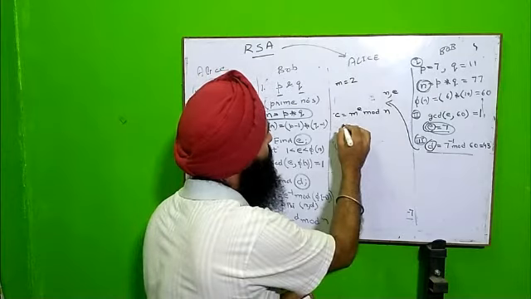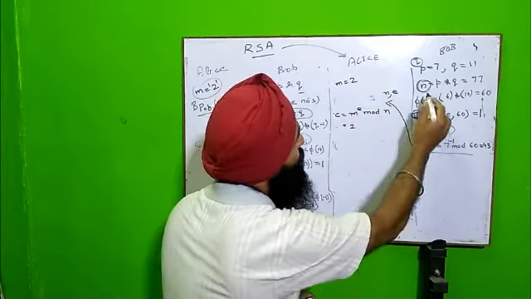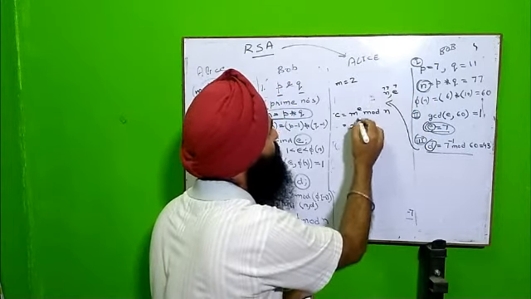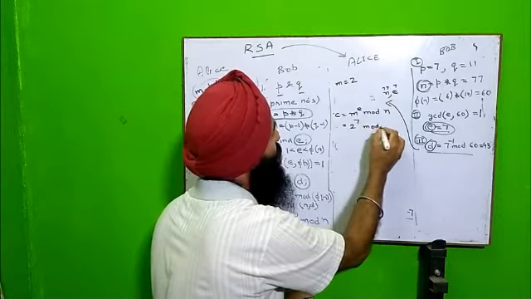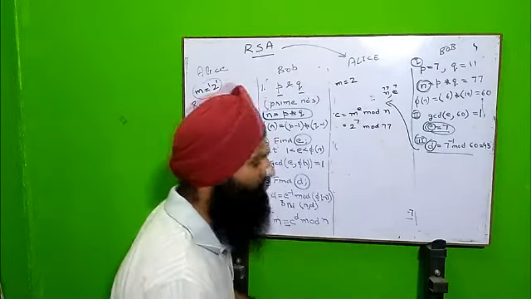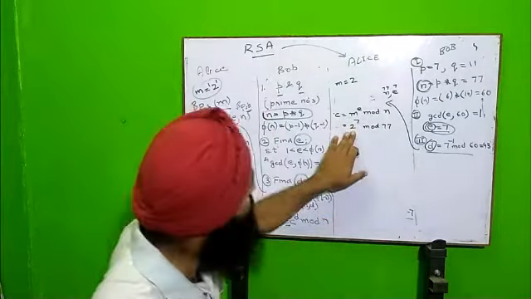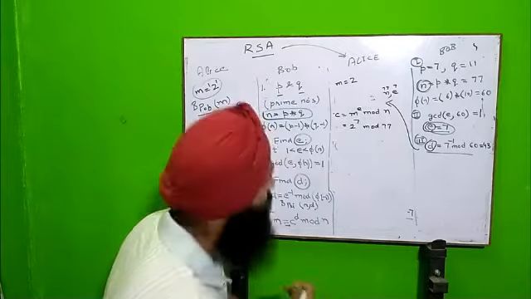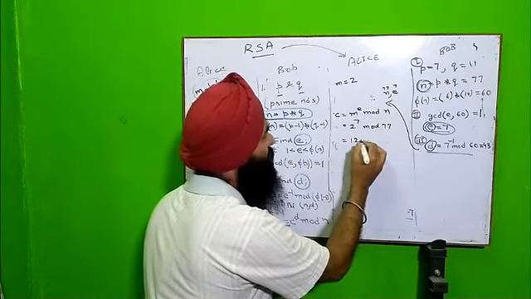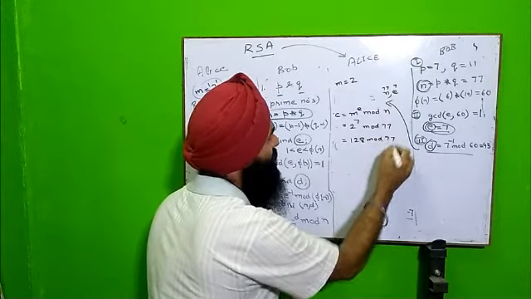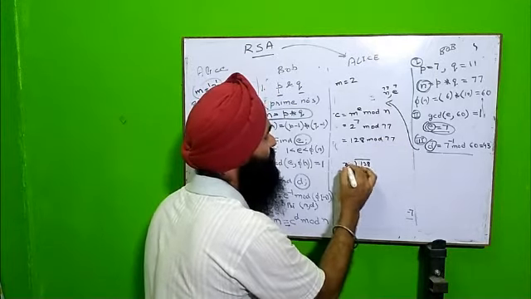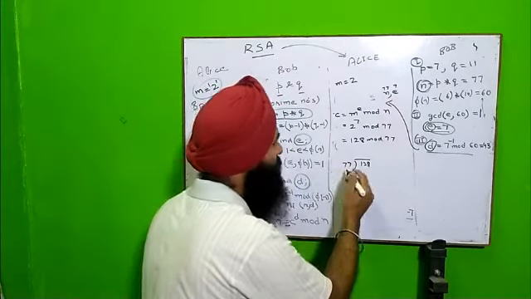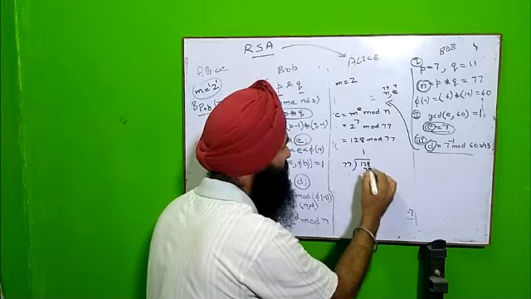Okay, so here 2 raised to power e, where the value of e is 7 and the value of n is 77. So 2 raised to power 7 mod 77. We have 2 raised to power 7 is 128, so 128 mod 77. If we divide this by 77, we will have a remainder of 51.